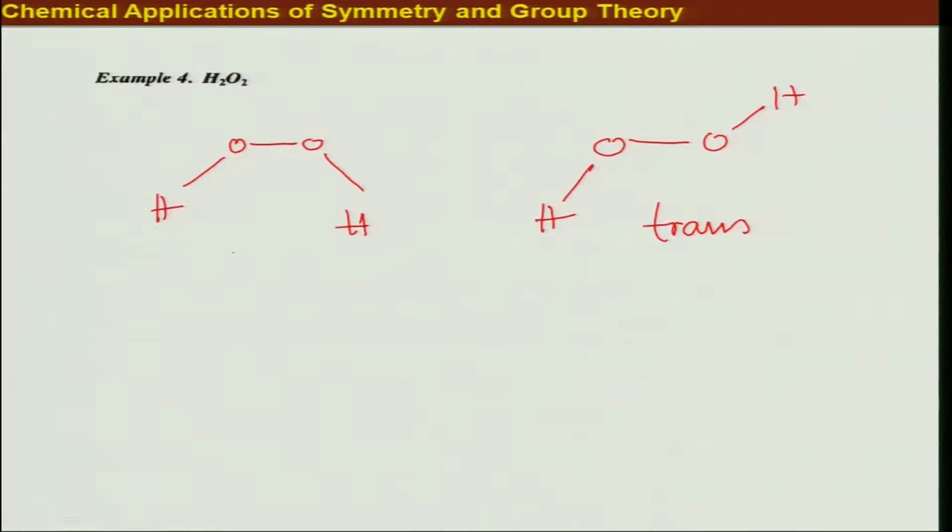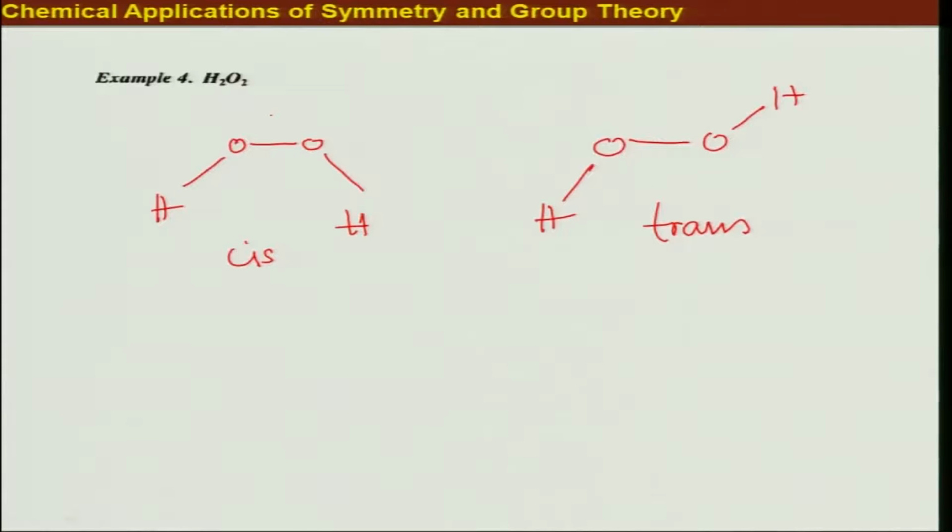So, for example, hydrogen peroxide. What is hydrogen peroxide? It can exist in two different forms. One is like this, cis, and then another is trans, and I am considering here both the structures to be planar. So, cis planar and trans planar. This one is trans and this one is cis. Okay. So, what are the point groups of these?